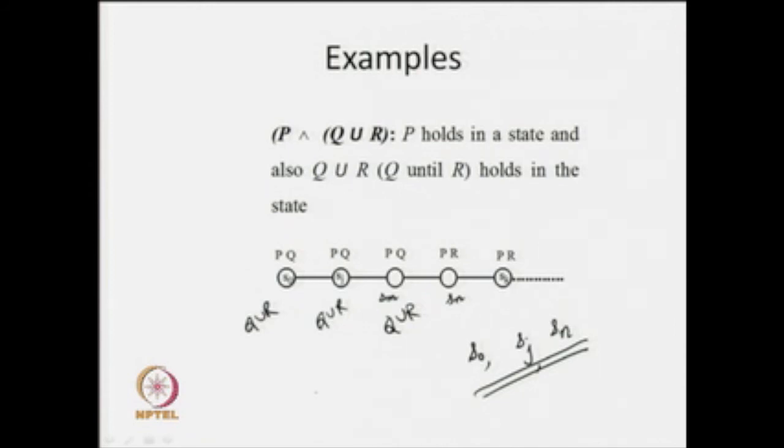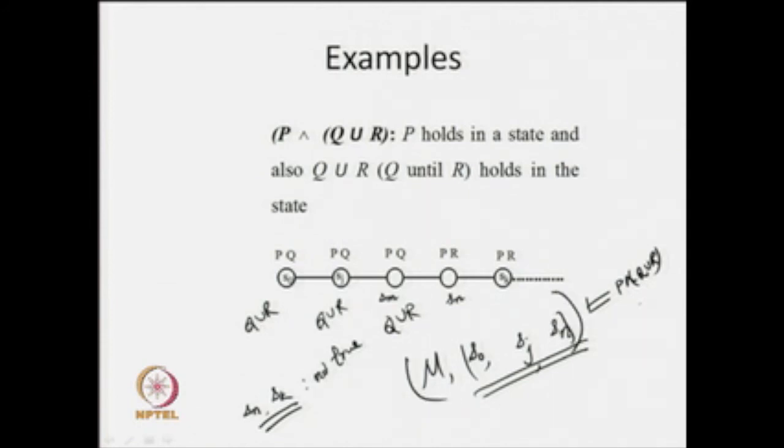So, we will say that Sn and Sk. So, this formula is not true, basically it is false. Okay. But in these 3 states I can say that it models this particular formula p and q until r. So, in the model M, if I am going to take this particular state, I will find that in these 3 states p and q until r is true.